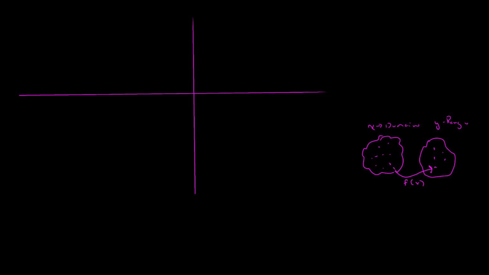And the x can only go to one y. Now, multiple x's can end up at the same y. That's okay. But one individual x can only go to one y. I can't have this split and go off to this one. That would not be a function anymore. And so functions have this restriction where the x can only go to one y.